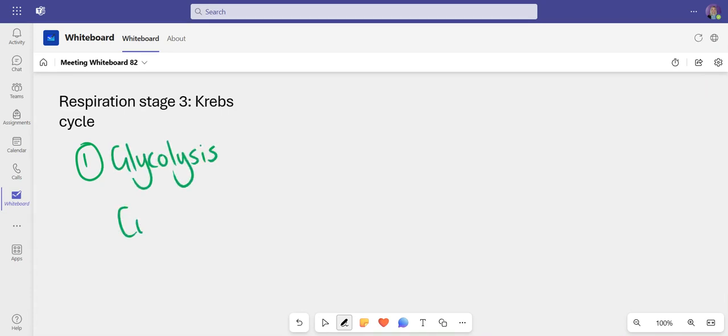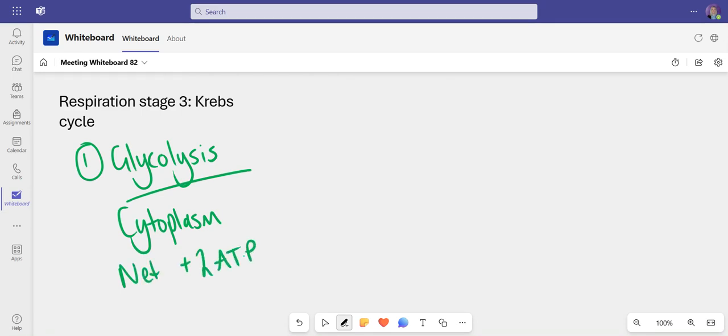Glycolysis happened in the cytoplasm of the cell, and glycolysis made a net of 2 ATP.